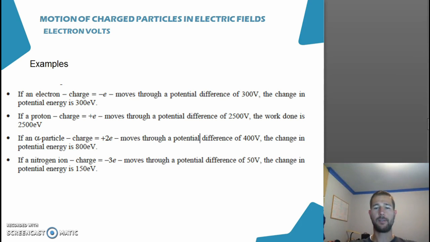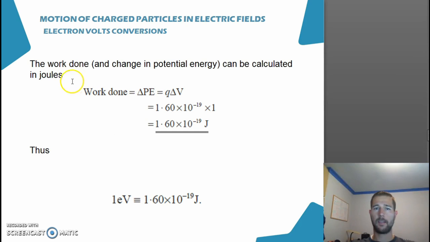If a nitrogen ion has a charge of 3 electron charges, and it moves through a potential difference of 50 volts, then the change in potential energy is 150 electron volts. Since the work done is equal to the change in potential energy, 1 electron volt is equal to 1.6 times 10 to the negative 19 joules.